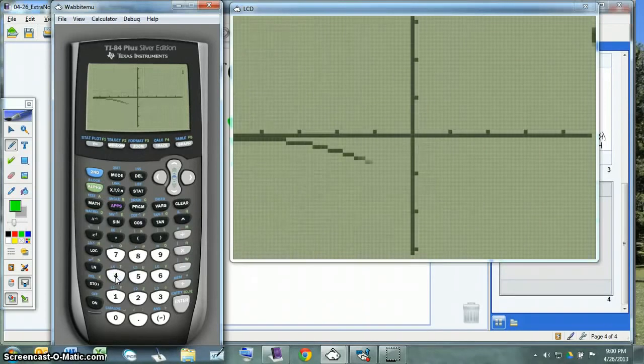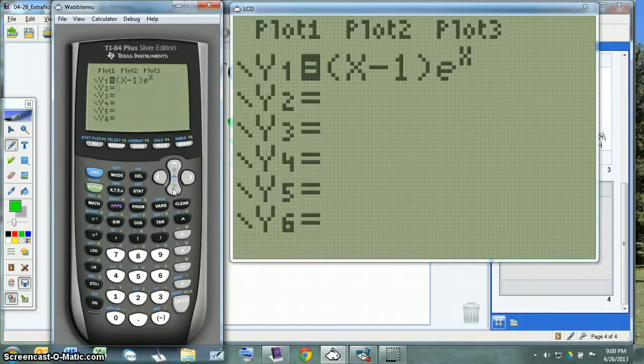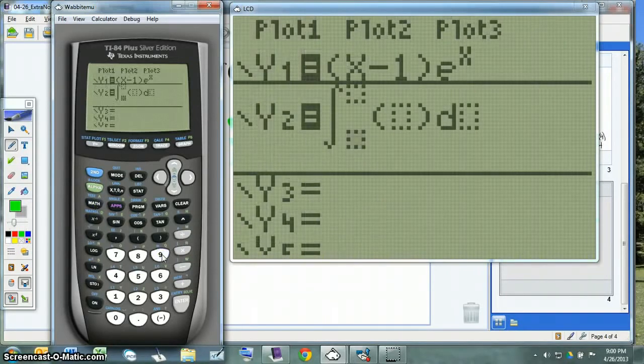And let's see, maybe a zoom decimal will work nicely for us, and it does. So then we come in here to y equals, and for y2, we're actually going to do an integral. And that is under Math 9. So this is using the new operating system. I'll go back in a second and talk to you about how it will look on the old operating system.